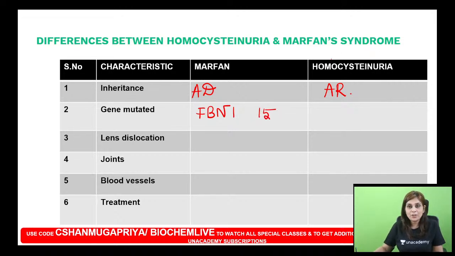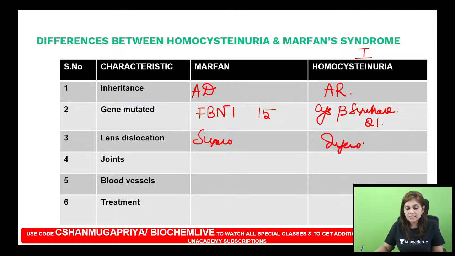There are multiple causes of homocystinuria, but type 1 homocystinuria, which is more common, is caused by a defect of cystathionine beta synthase. It is caused by a mutation of cystathionine beta synthase in chromosome 21. Very good. I'm happy that all of you are active. Lens dislocation. What is the direction of dislocation of lens in Marfan syndrome? In Marfan's, it is superotemporal dislocation. In homocystinuria type 1, it is infranasal dislocation.